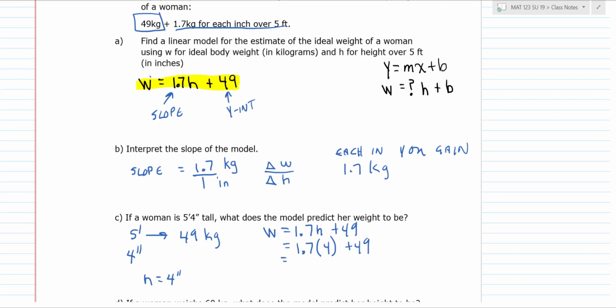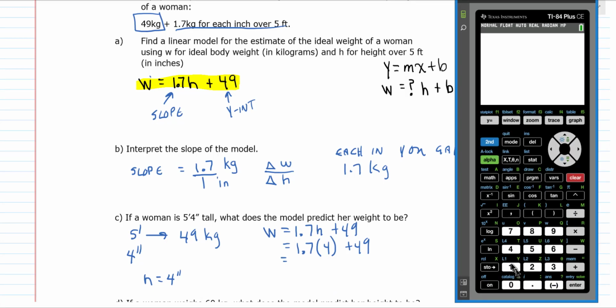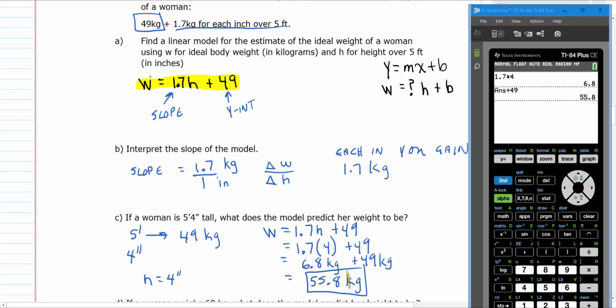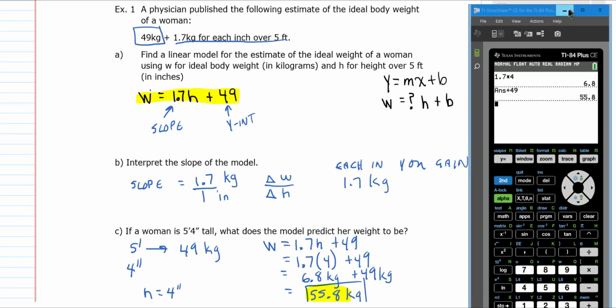Okay, now we can use a calculator to assist us with this. So if we do 1.7 times 4, that just means that in 4 inches, she gained 6.8 kilograms. Okay, so that's really the 6.8 kilograms. It's the 49 kilograms, and then add those two together. And then we'll get this. So the final weight on that would be 55.8 kilograms would be her weight then. All right. Okay, so that's how you put that together. All right, got it?